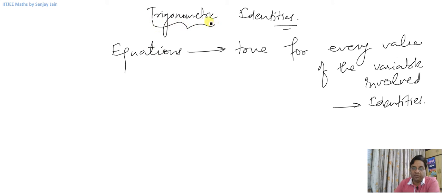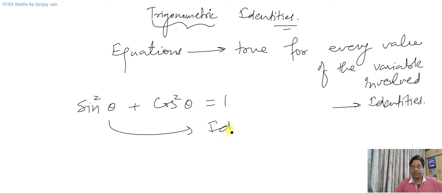So we will talk about equations which involve trig ratios and are true for every angle that is involved, right? For example, in the previous lectures we discussed sine square theta plus cos square theta equals 1. This is one of the identities that I am going to discuss here. Now theta is an angle that we are talking about.